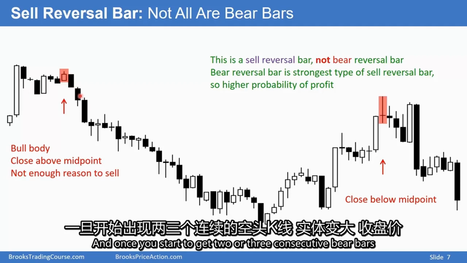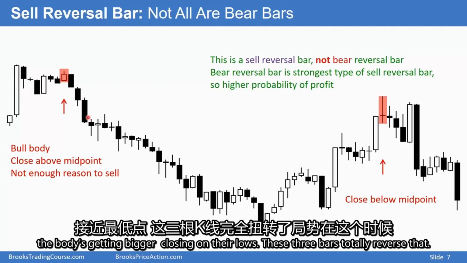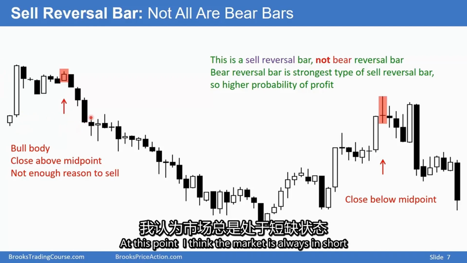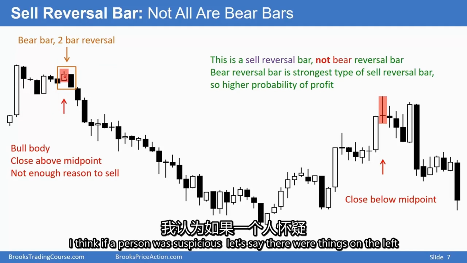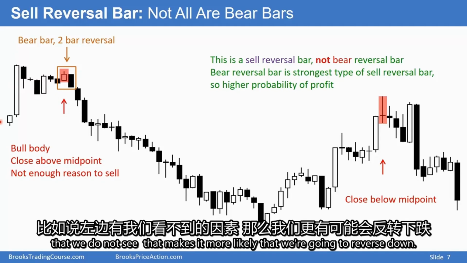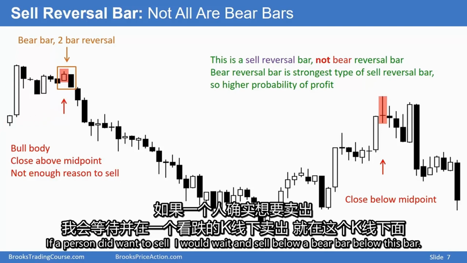And once you start to get 2 or 3 consecutive bear bars, the bodies getting bigger, closing on their lows, these 3 bars totally reverse that. At this point, I think the market is always in short, and we're probably going lower. I would not sell below the bull bar. I think if a person was suspicious, let's say there were things on the left that we do not see, that makes it more likely that we're going to reverse down. If a person did want to sell, I would wait and sell below a bear bar, below this bar.